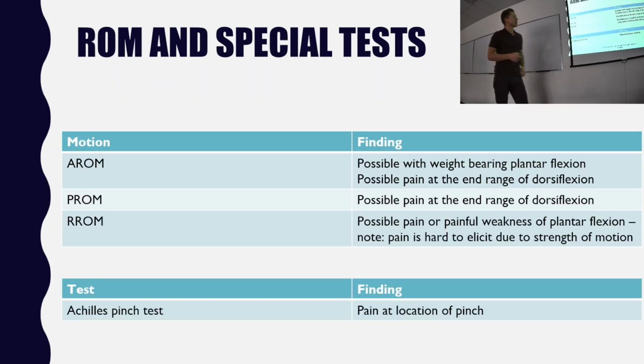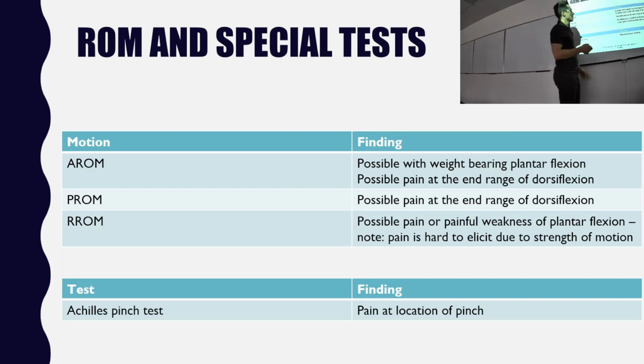Now, although it does say possible, this is a little bit more reliable. So with active range of motion, pain with weight-bearing plantar flexion, and I note weight-bearing plantar flexion because, as we know from our active and passive testing, we cannot get them to actively plantar flex enough to truly stress out a muscle. So it's weight-bearing plantar flexion and possible, very unlikely, but possible pain at the end of dorsiflexion. With passive range of motion, possible pain at the end of dorsiflexion, quite unlikely because we would have to stretch it so significantly.